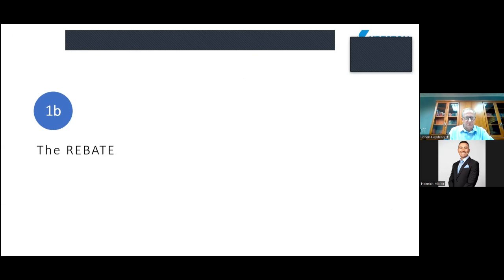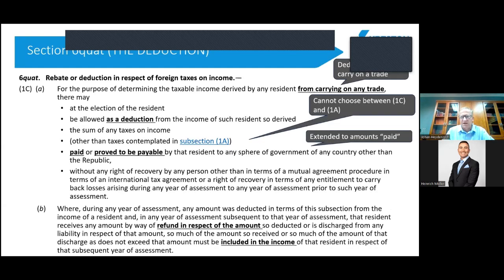All right. The next one, sorry, the title is incorrect. I'll fix that title. We're now talking about the deduction. All right. So when you get a deduction, that's covered by 1C. So when we talk about the rebate, it's section 6.1, and when you talk about a deduction, it's section 6.1C. So let's go through the detail.